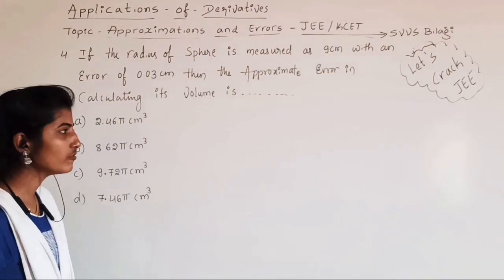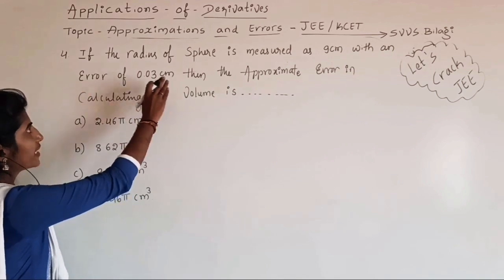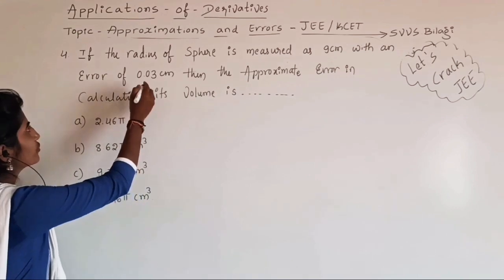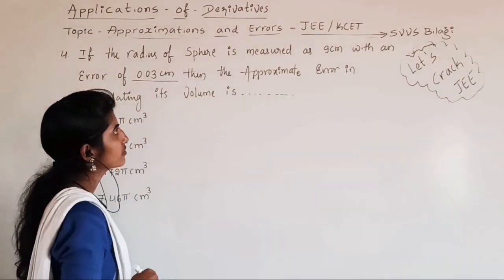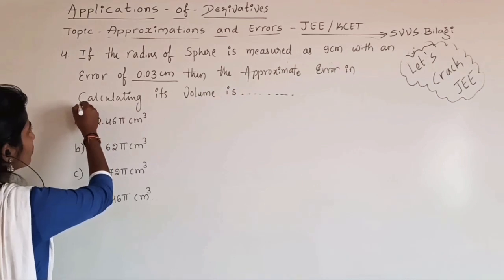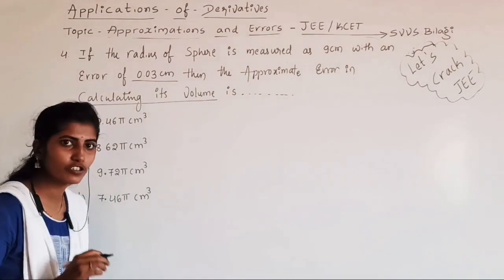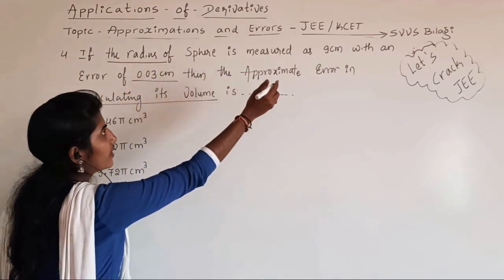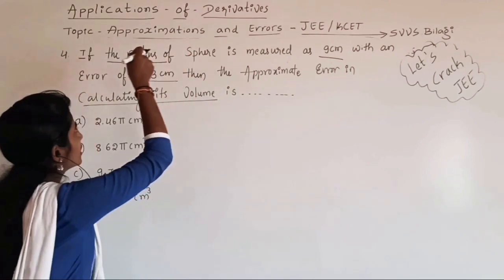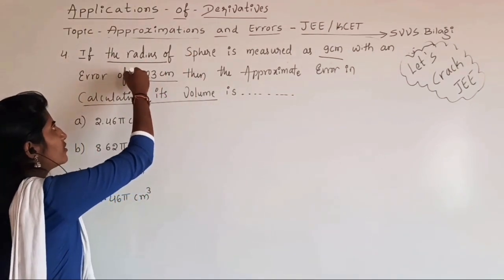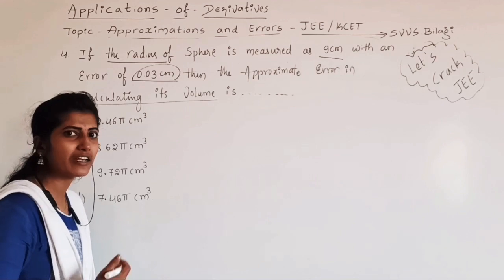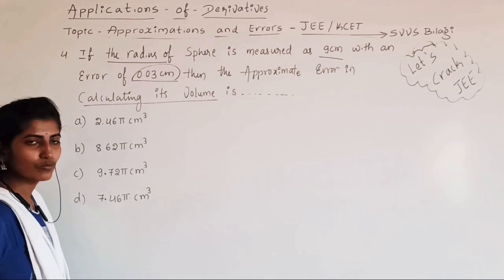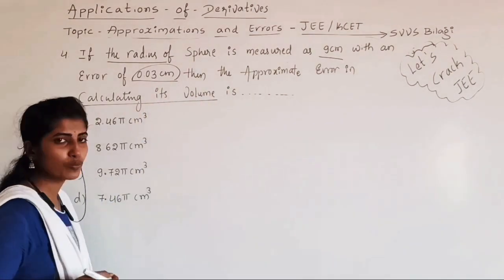Come back to the fourth question now. Here, the question is, if the radius of a sphere is measured as 9 cm with an error of 0.03 cm, then the approximate error in calculating its value is. Please read this question again. If the radius of a sphere is measured as 9 cm with an error in radius of 0.03, then the approximate error in calculating the value. It is nothing but error in value should be what?